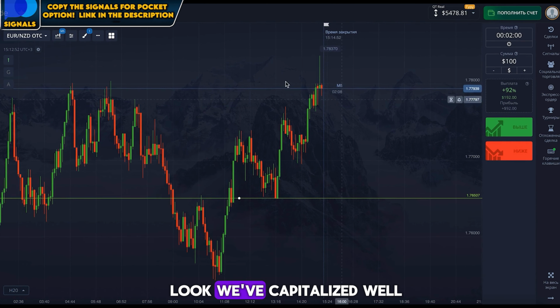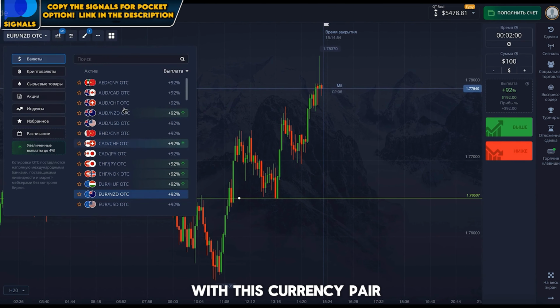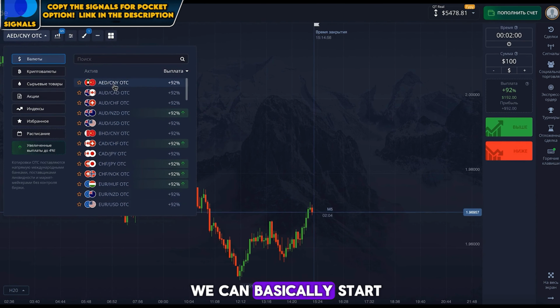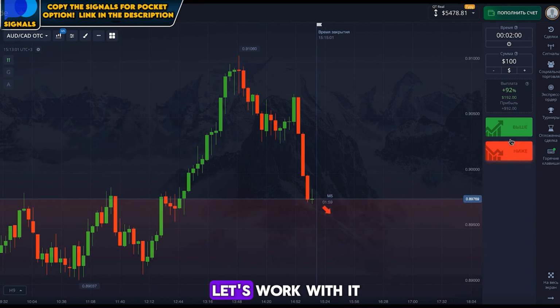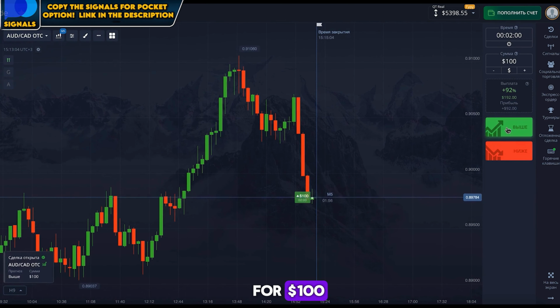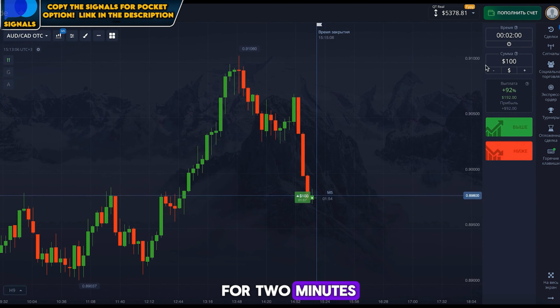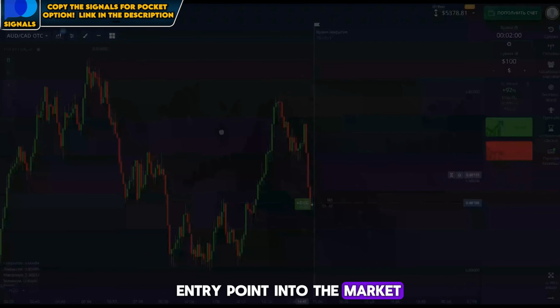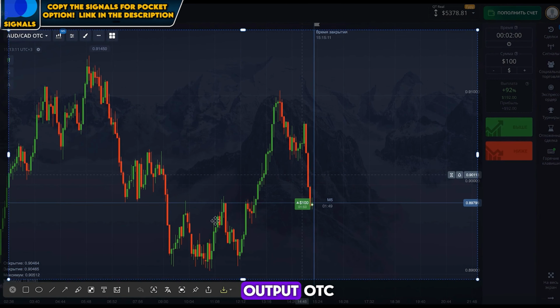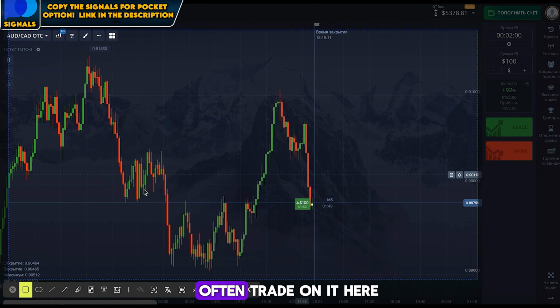Look, we've capitalized well on this movement with this currency pair. We can basically start from the top, from here. So look, the price has reached this point. Let's work with it. I'm going to go for $100 betting on an increase for 2 minutes. I won't go for 1 minute. Here's also a good entry point into the market for this currency pair, OTC. By the way, I often trade on it.